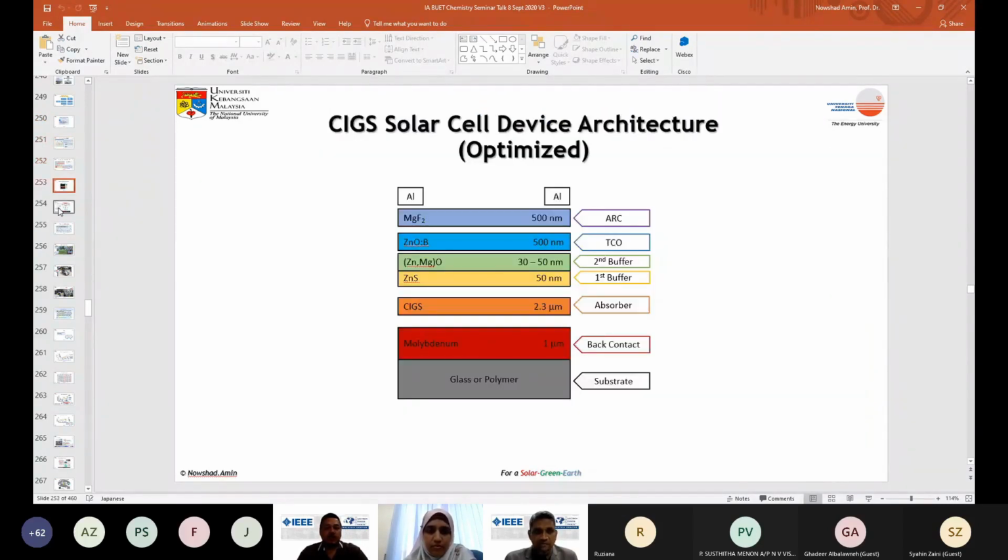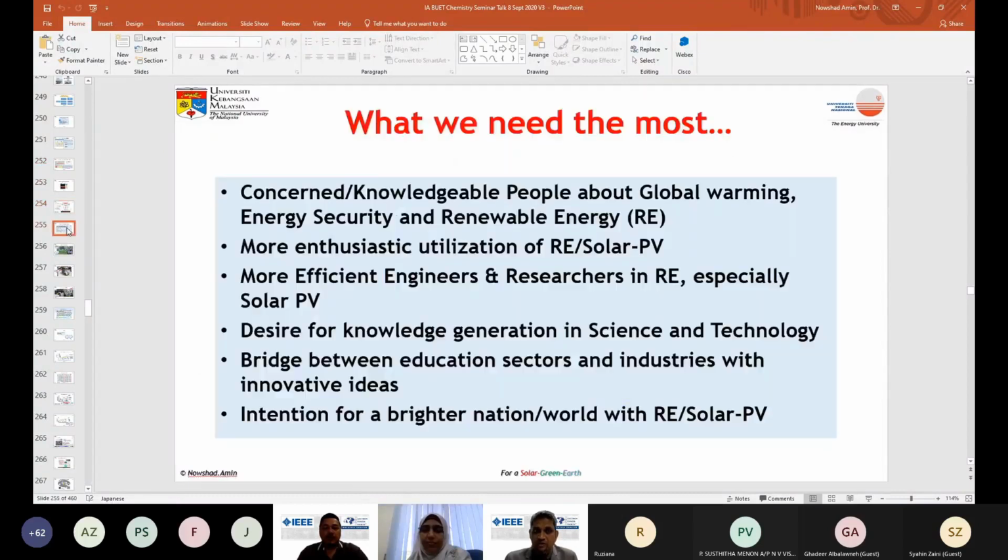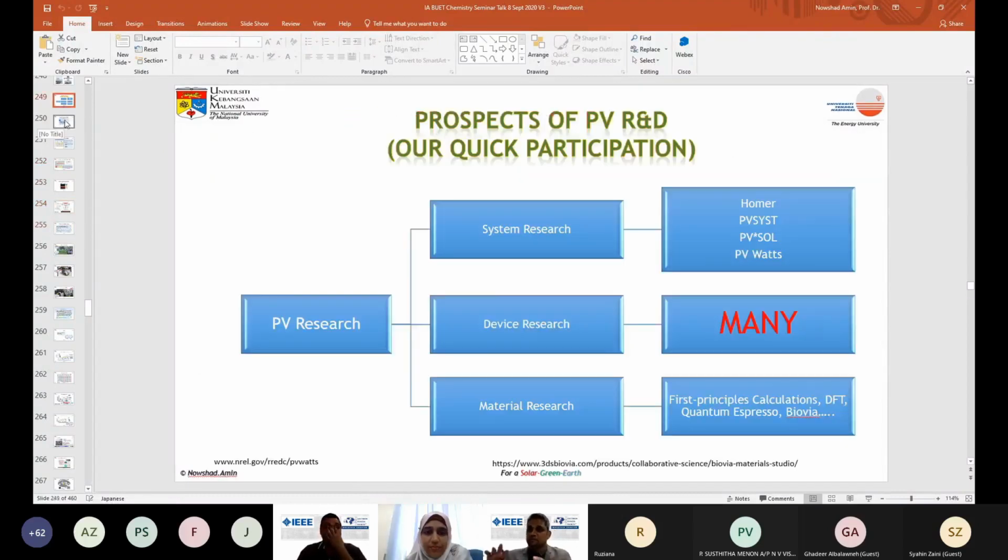Now what we are doing, we're trying to do DFT kind of simulation so that we can do a lot of materials work, for example, doping effect, alloying effect from the material science perspective. Then we put it into the device. So this is the way of doing our new research, in fact.